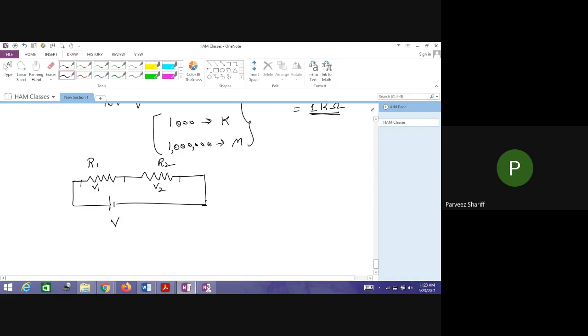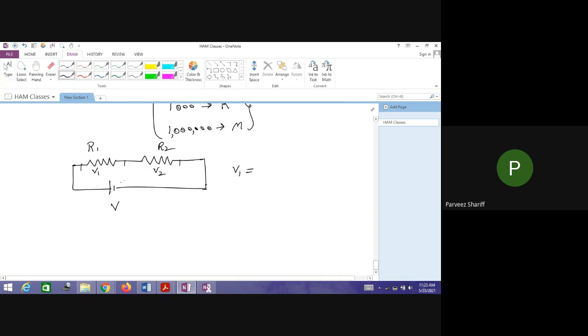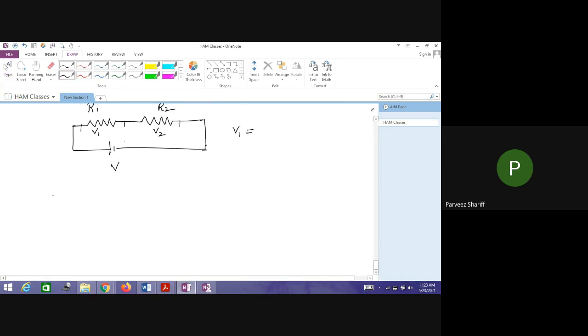Now, how do we find this? It is very simple again. It's the same equation. See, understand one thing. This is called a series connection. Series means what? The two resistors are connected in series. Okay, let me introduce one more new thing here: something called series connection and parallel connection.